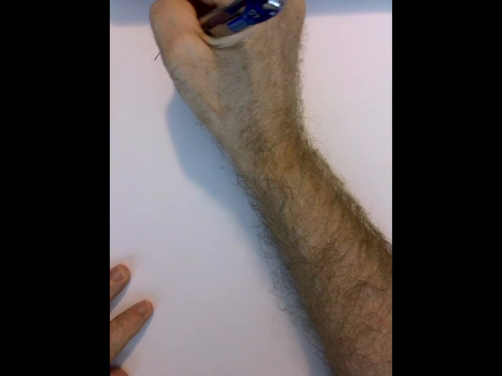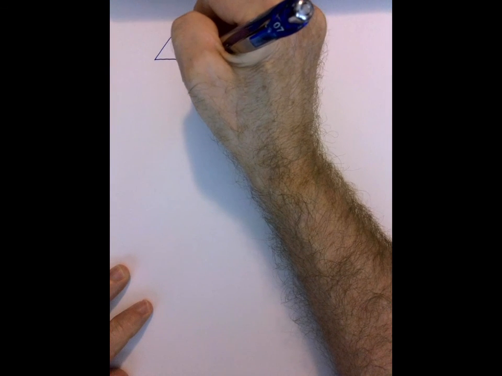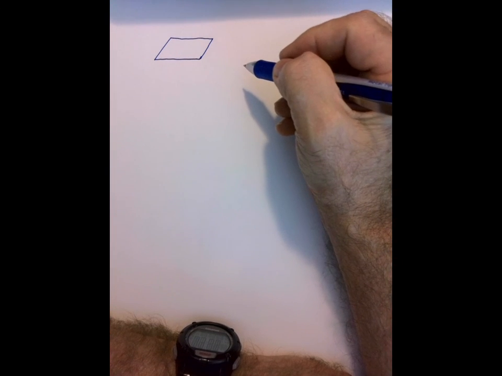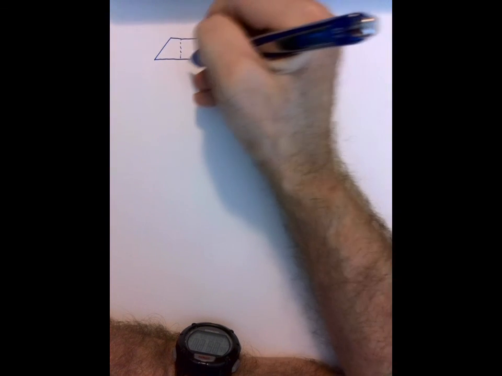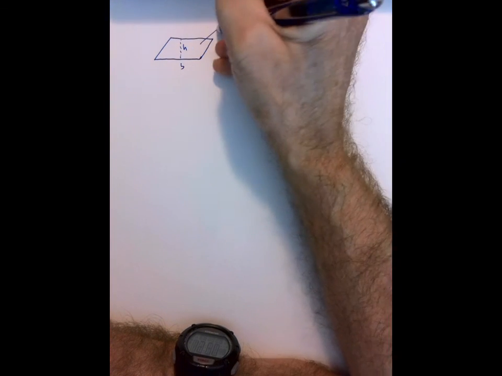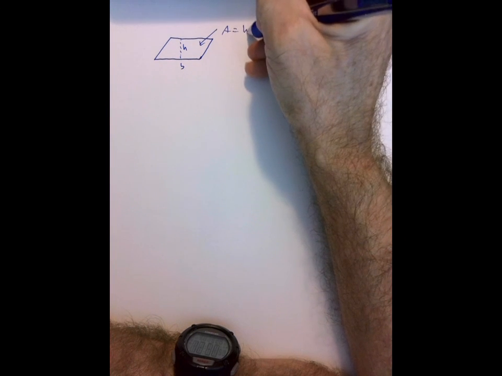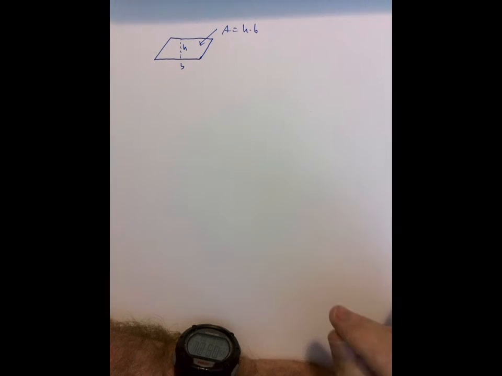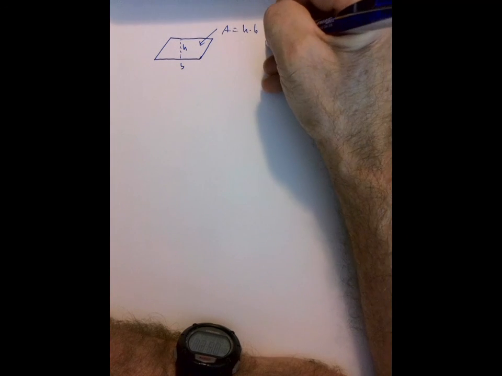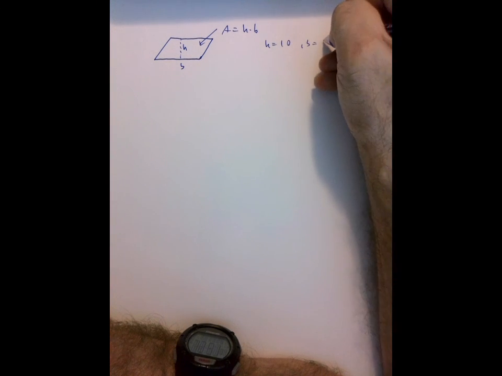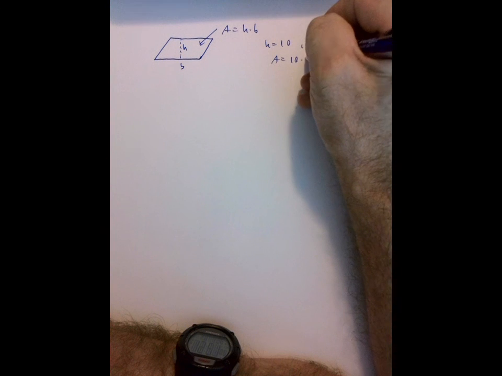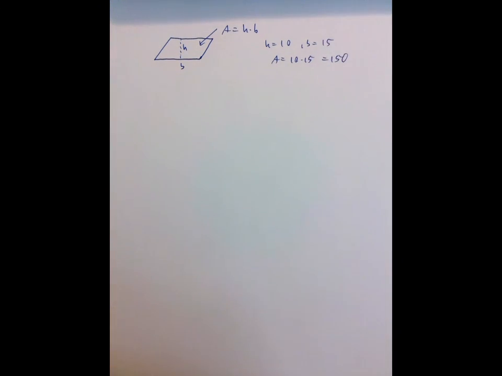So here is a parallelogram. Remember, that's a shape with 4 sides. Opposite sides are parallel, but the angles between the sides aren't 90 degrees. Okay? And remember how we found that area. We had the height, we had the base, and then the area was equal to height times base, right? H times B. So, for instance, if we happen to know that the height was equal to 10 and the base was equal to 15, then the area would be 10 times 15, which is 150, right?